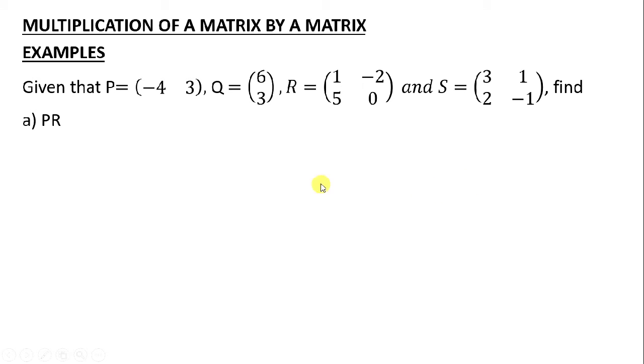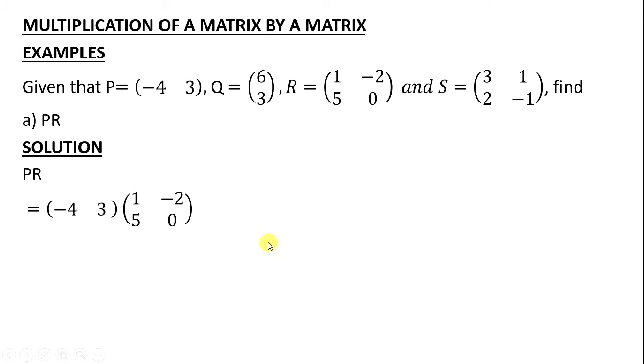PR. So what we are going to do, where there's P, we'll replace -4 and 3. Where there's R, we'll replace 1 and -2 in the first row, 5 and 0. Let's do that. Now, when you're looking at multiplication of matrices, it is always row by column. Row by column. So we are going to multiply the entries according to their positions and then add them.